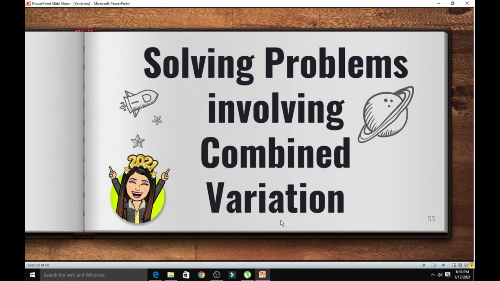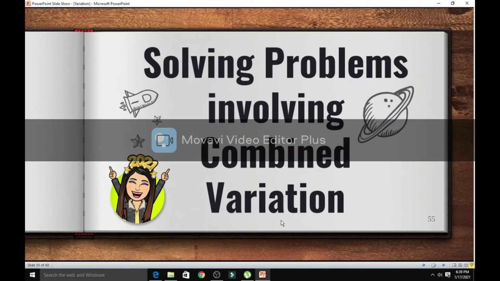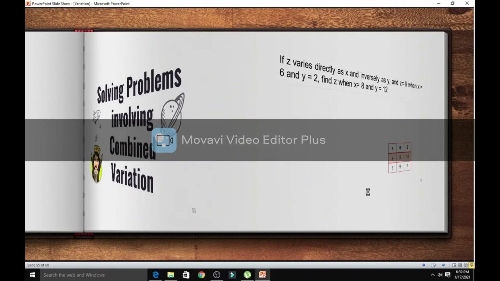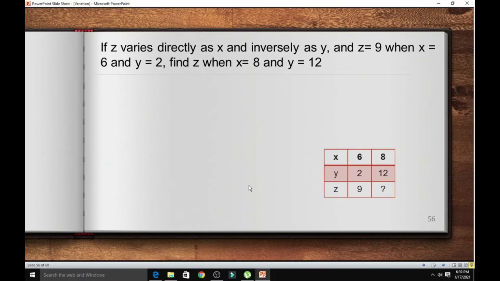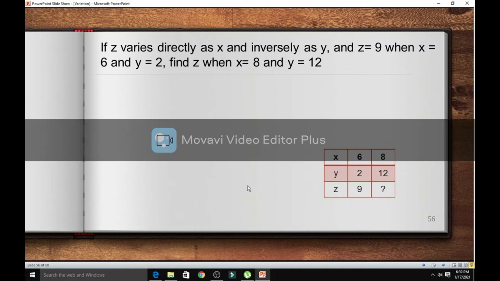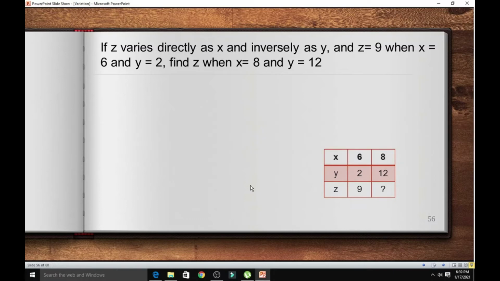So, now, let us proceed with solving problems involving combined variation. So, problems naman ito. So, meron nawawalang variable na pangalawa. At yung isa ay real-life situation. So, let's have the first example. If C varies directly as X and inversely as Y, and Z is equal to 9 when X is equal to 6 and Y is equal to 2, find Z when X is equal to 8 and Y is equal to 12. So, para mas malinaw na makita yung mga given, sinulat ko siya into table of values.